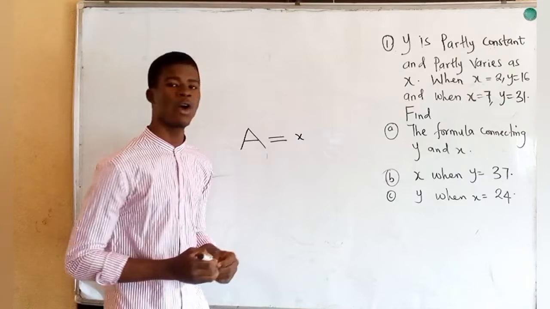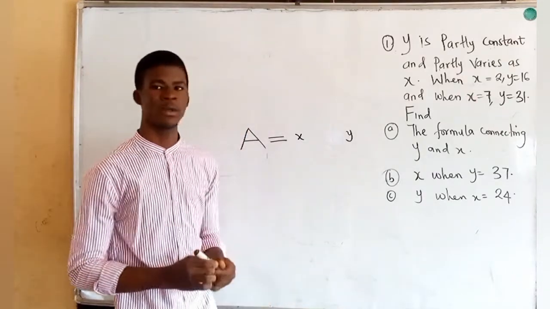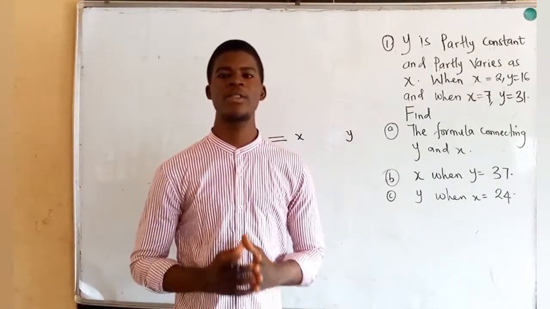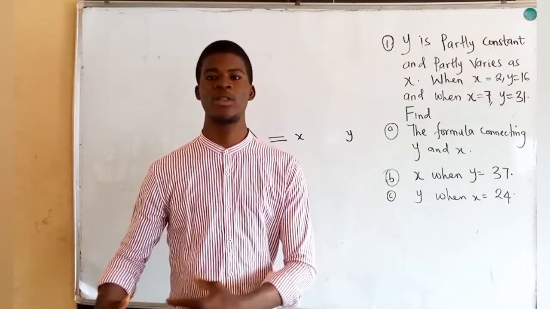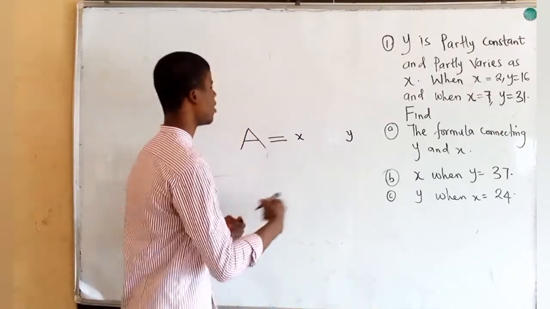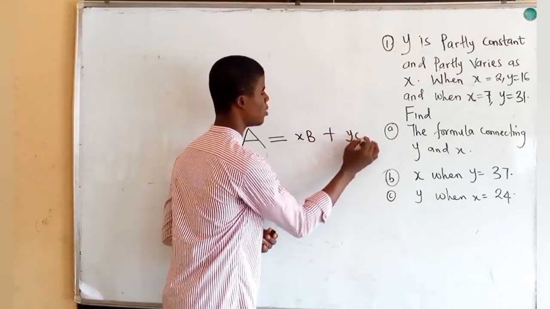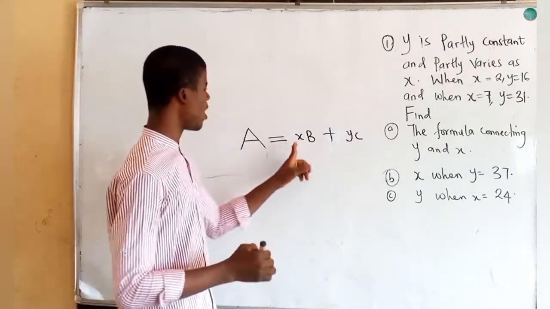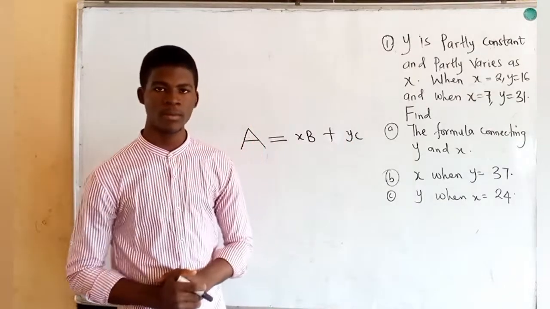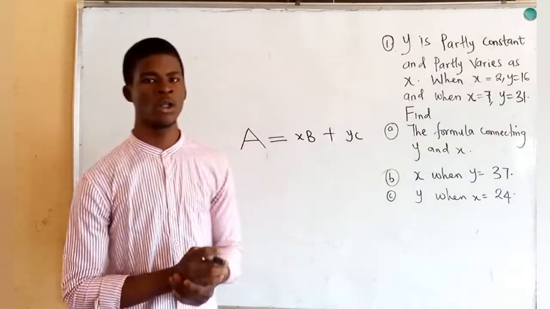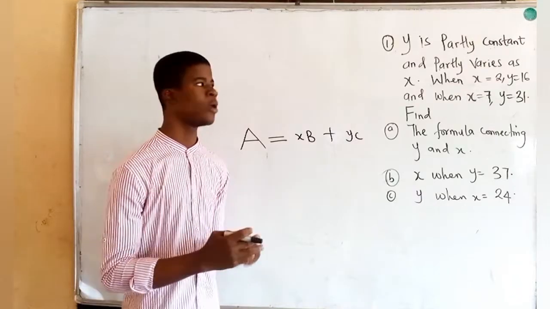In this case, I want to call my constants x and y. Let's continue. I said A varies partly as B and partly as C. This is how I'm going to write it: A equals xB plus yC, where x and y are my constants. X and y are the constants. You are going to understand this when I start solving questions.